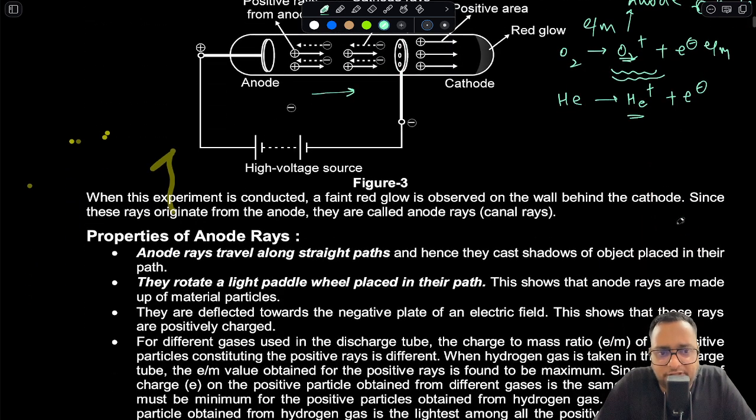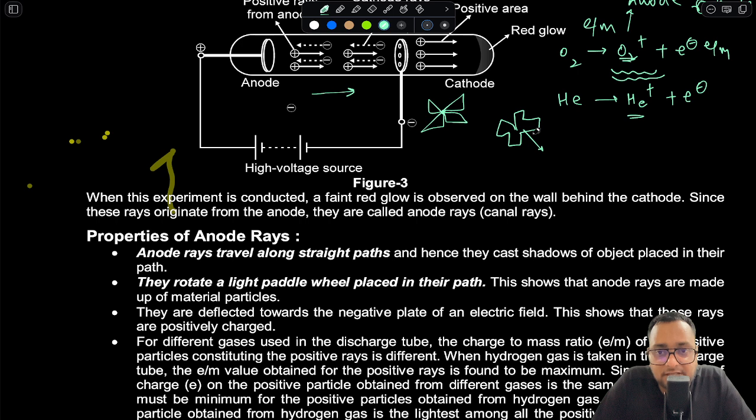Okay, the properties of the anode ray and cathode ray are similar. It also travels in a straight line, it also deviates in electric and magnetic fields, and it also rotates the paddle. It is also made up of matter because it forms a shadow.